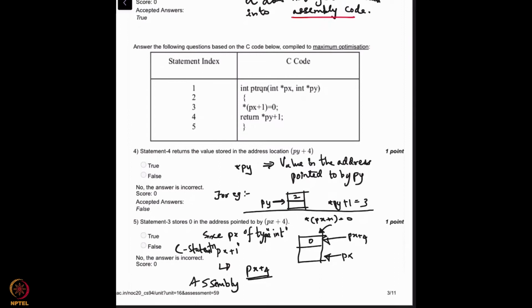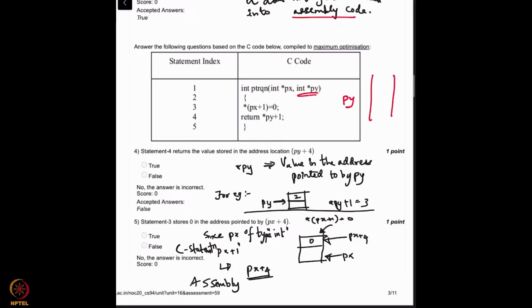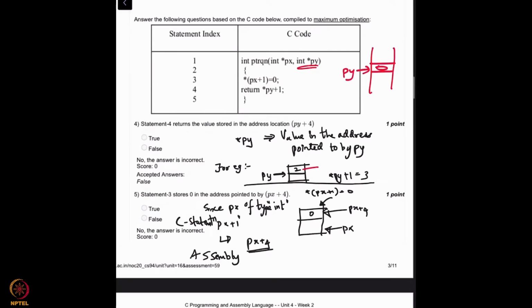Question 4. Statement 4 returns the value stored in the address py plus 4. So py is of the type int, right? So star py is the value in the address pointed to by py. Let's say py points to some location in the memory here. So star py is this value, and whenever you do star py plus 1, let's say this value is for example 2, so star py plus 1 is 3, right?